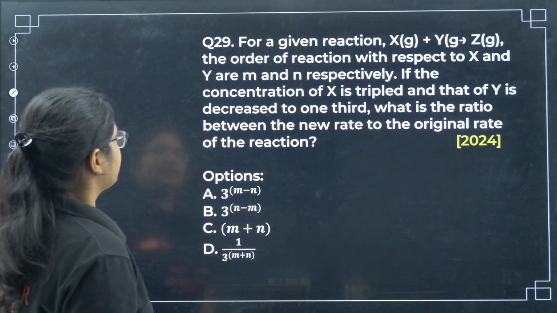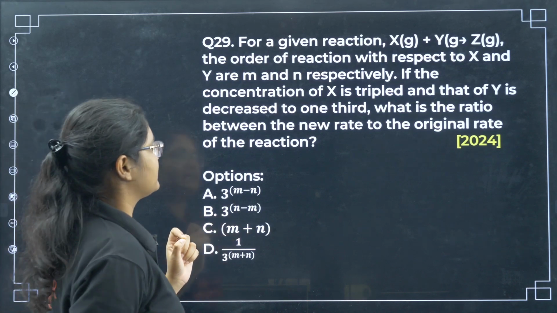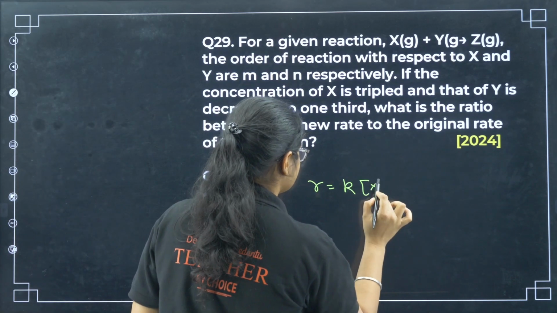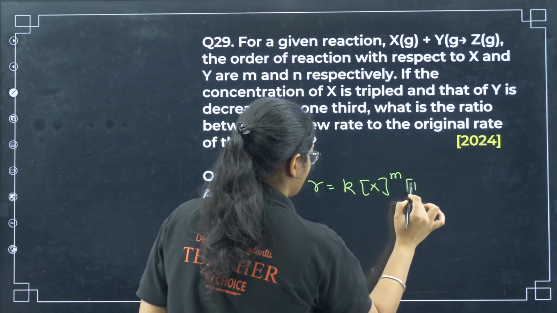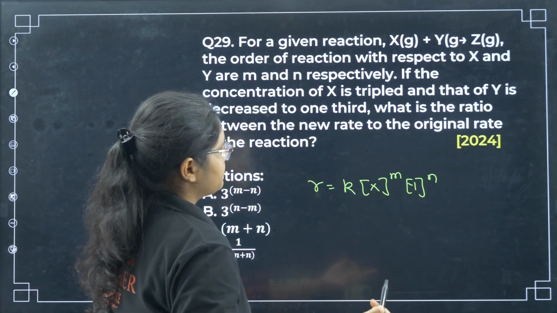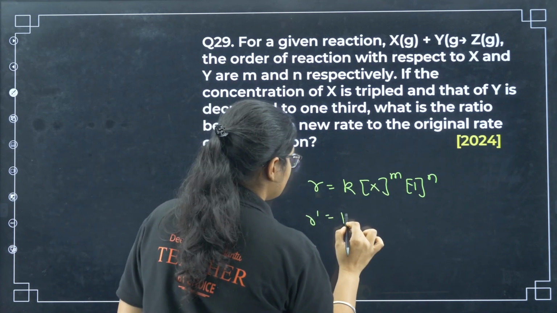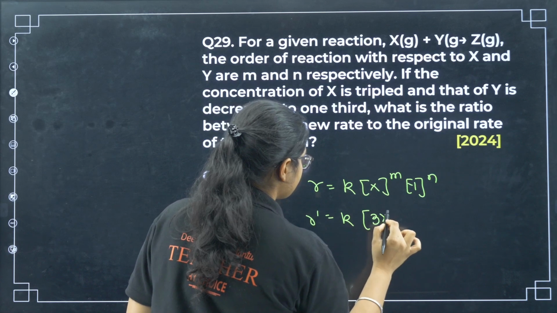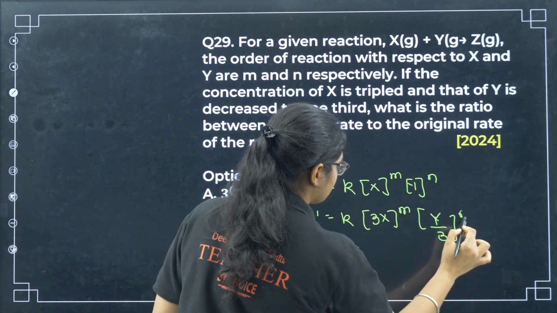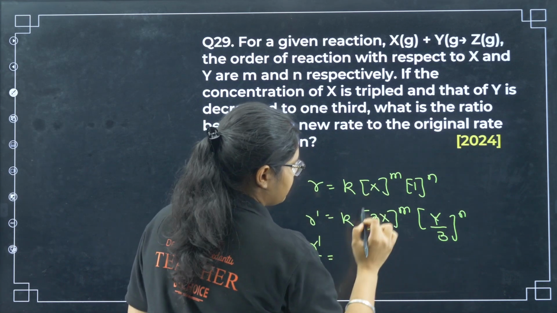Next, for a given reaction x plus y gives you z, the order of the reaction with respect to x and y are m and n respectively. So rate is equal to k into x to the power of m and y to the power of n. Next, if the concentration of x is tripled and that of y is decreased to 1/3, what is the ratio between them? So if this one is tripled and this one is reduced by 3, so what I will get, r dash by r will be this one divided by this one, right?